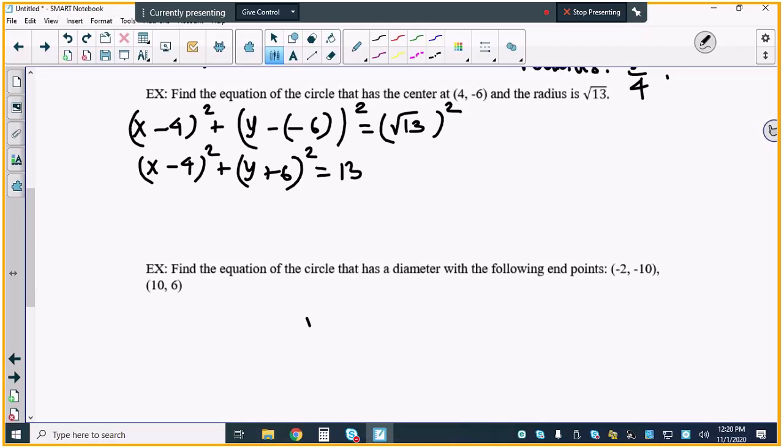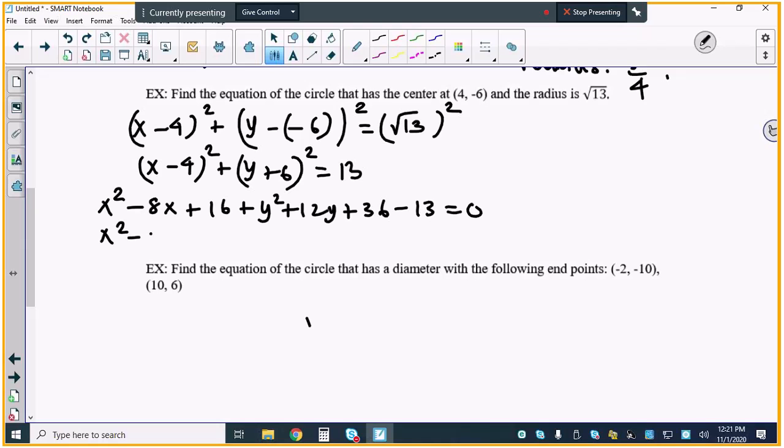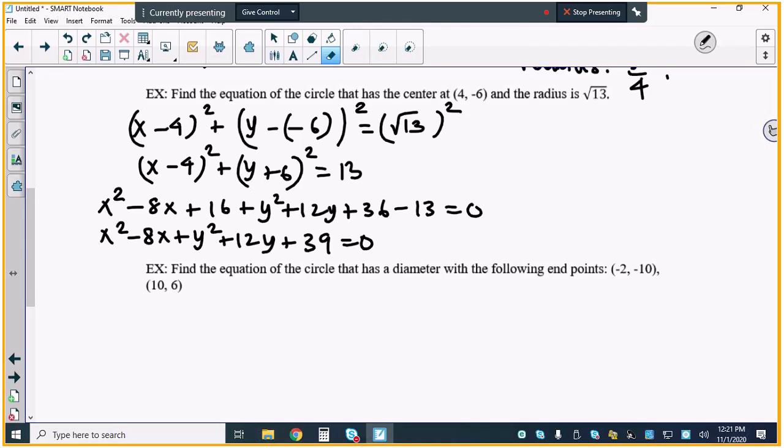If I want to give it the general form, then I will FOIL, and get x² - 8x + 16 + y² + 12y + 36 - 13 = 0. So I get x² - 8x + y² + 12y, and combining the like terms, 16 - 13 is 3, plus 36 is 39. So plus 39 is equal to 0. Answers my question. And then a similar problem.